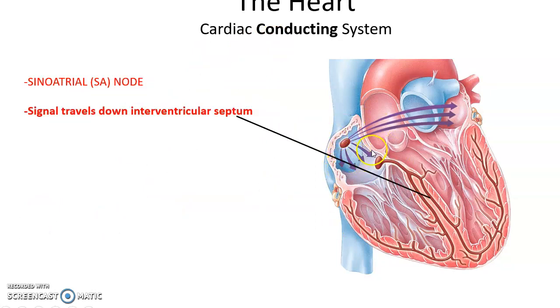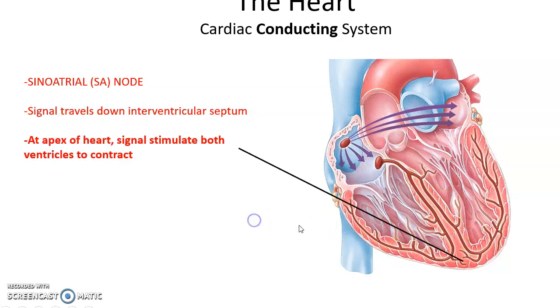The electric current that traveled to both the atria will also travel down the interventricular septum. And when it reaches the apex of the heart, the signal will then go to the right and left ventricles, and this causes the ventricles to contract. So again, first the current's generated in the sinoatrial node, spreads to the atria, they contract, and then the signal continues down the interventricular branch and then spreads to the ventricles and they contract. So there's a slight delay between when the atria contract and when the ventricles contract.